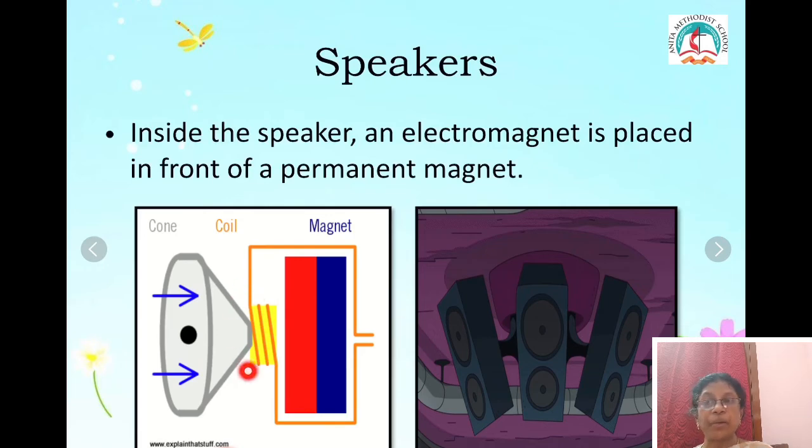So in a loudspeaker, what do you have? An electromagnet. This is a permanent magnet, this is an electromagnet. Both the magnetic fields will repel each other. This is fixed, permanent in one place. So the electromagnet moves to and fro, forward and backward. This electromagnet is connected to a cone made out of paper. The vibration is amplified by the cone, and that comes out as sound. Do you understand the working of a speaker?